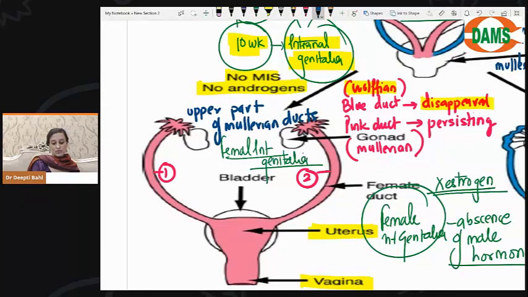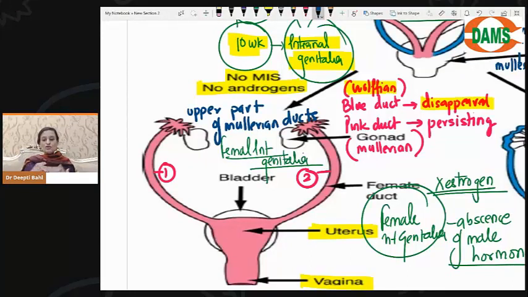Unfused, right? It means the upper part of the Mullerian ducts is going to remain unfused. Now, MCQ. How will this question be asked to you in the exams? Let me see how many of you are brighter people who can twist things and put them into application.